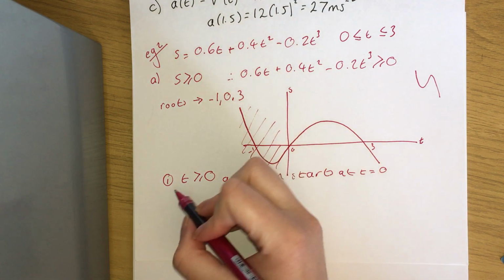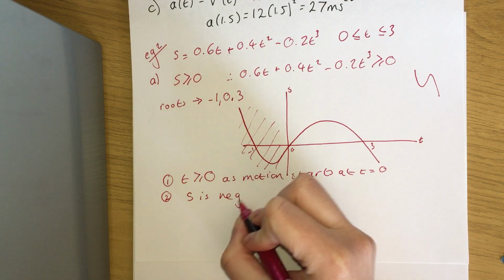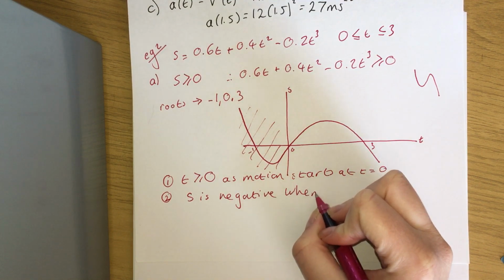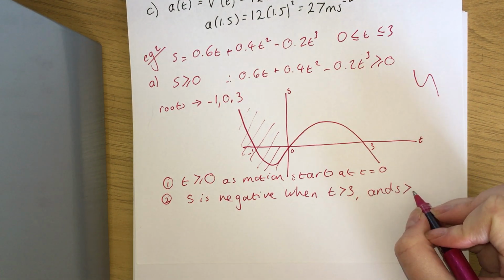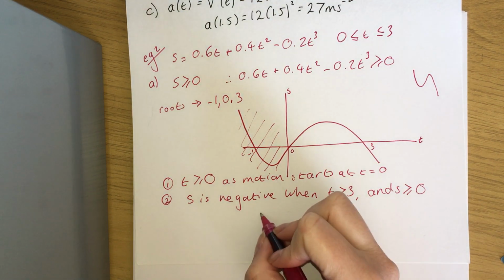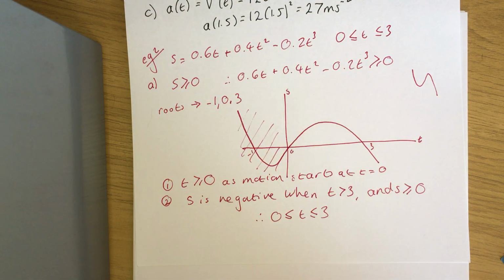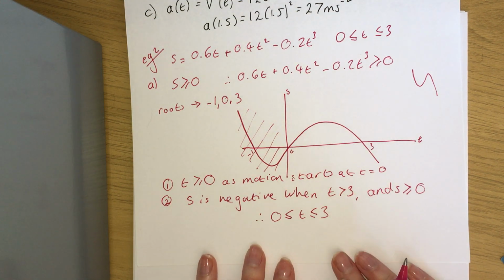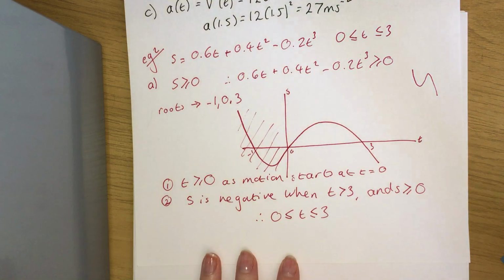I also know that s is negative when t is greater than 3, and I know that s has to be greater than or equal to 0. So therefore the full restriction is that t is greater than or equal to 0, less than or equal to 3. So that's part A. Sketching graphs is a really, really useful skill in a lot of situations, and particularly in these kind of situations where you need to justify a restriction. It's quite regularly to do with the graph or visually seen on a graph.